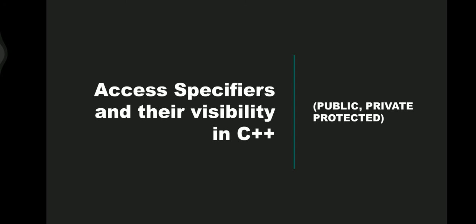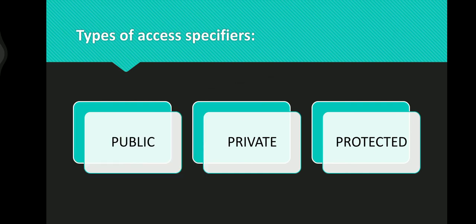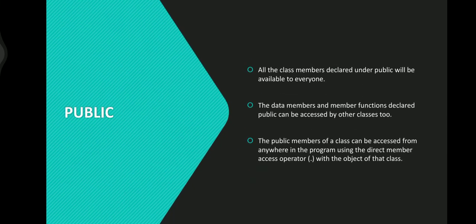So now we will see types of access specifiers. There are three types of access specifiers that are public, private and protected. Firstly we will go through the public access specifier. Public means all the class members declared under public will be available to everyone. The data members and member functions declared public can be accessed by other classes too.